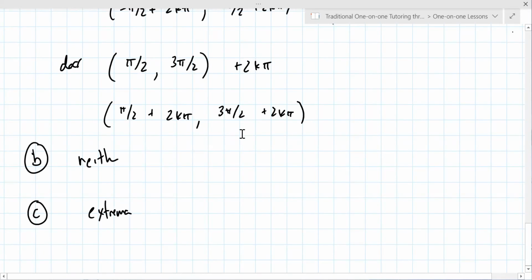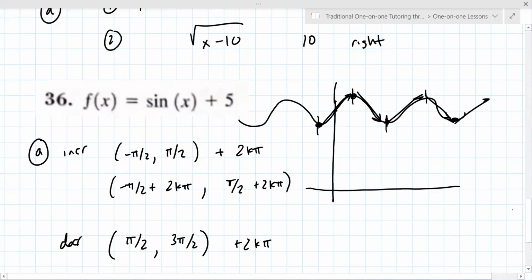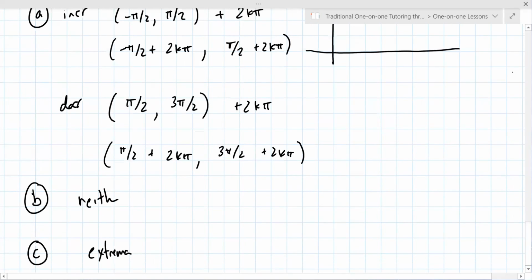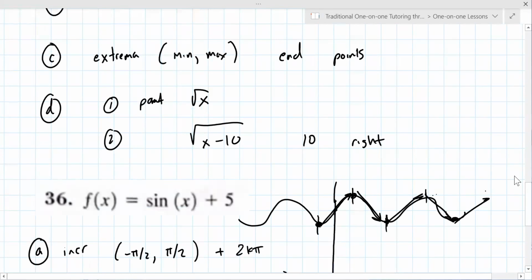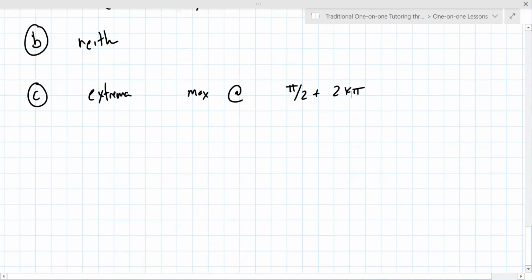If we go back and look at the picture, each of these points down here is a min, and each of these points up here is a max. So we could say it has a max at pi over 2 plus 2k pi. And what that does is that gives you this top one, then the next one, then the next one, or the previous one, and so on. And then similarly, it has a min at 3 pi over 2 plus 2k pi.